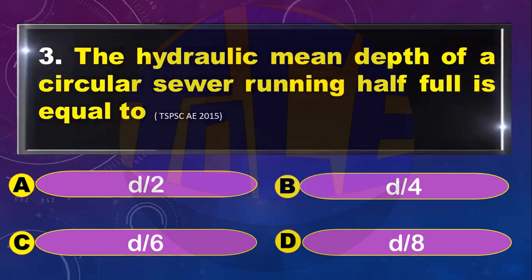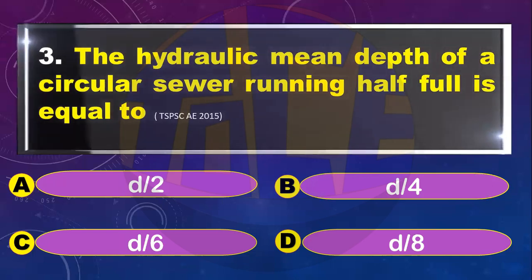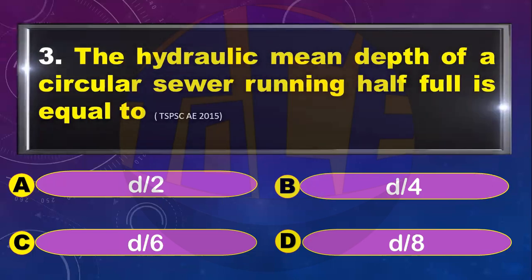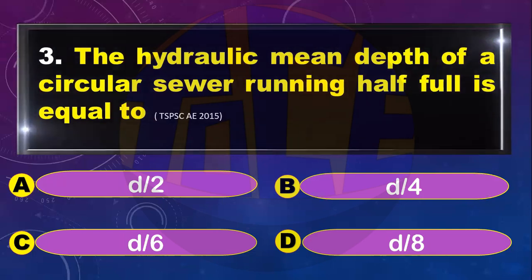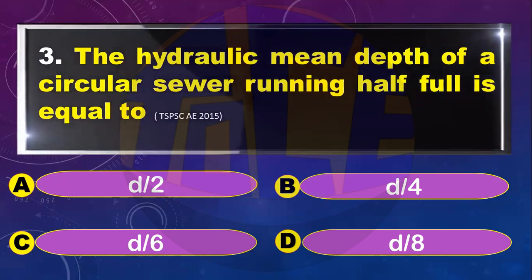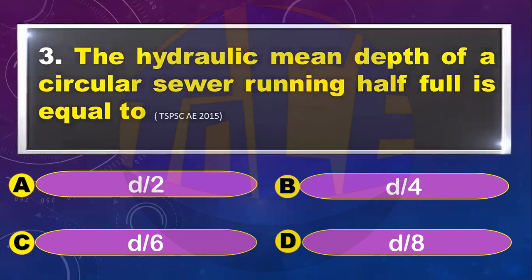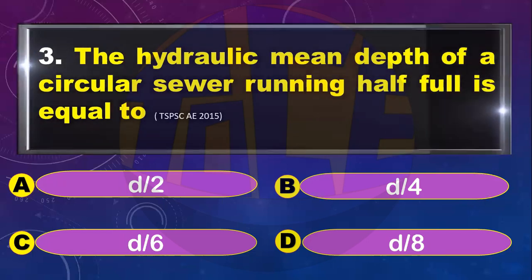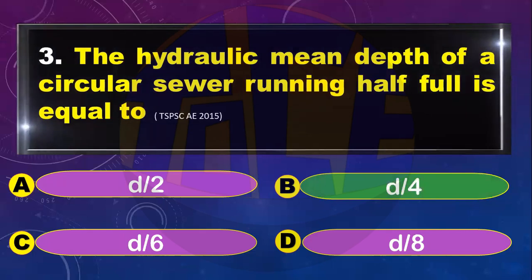Question number 3, the hydraulic mean depth of a circular sewer running half full is equal to: option A, D by 2; option B, D by 4; option C, D by 6; option D, D by 8. The correct option is option B, D by 4.